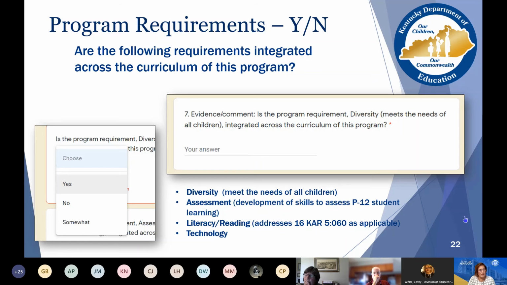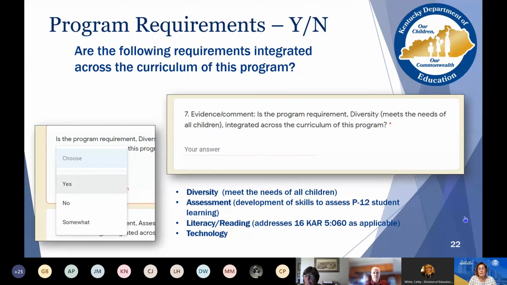For instance, the first one talks about diversity. As you review that, how is diversity addressed? Do you see specific knowledge and skills addressing diversity and different ways in which the candidate can meet the needs of all students? How was that planned within the program? How was it addressed? What opportunities did the candidates have? If you feel like that maybe there wasn't any, and maybe they read an article but they didn't really get the experience, then you may want to give it a somewhat and give us a comment about why that was a somewhat on that.